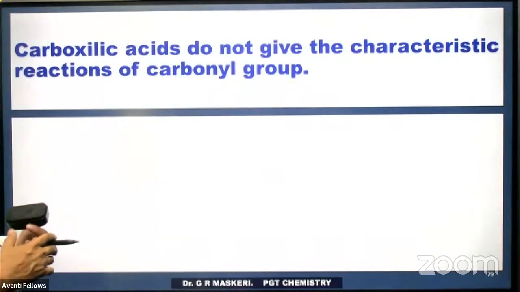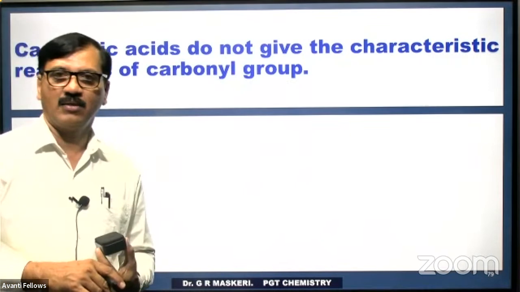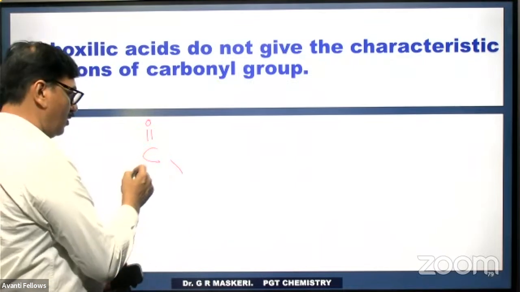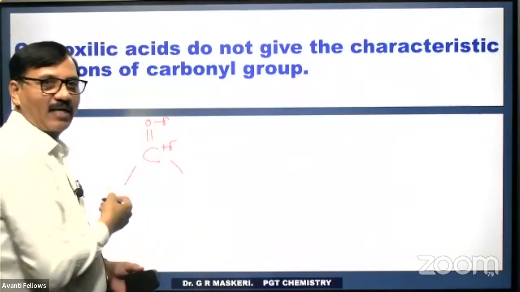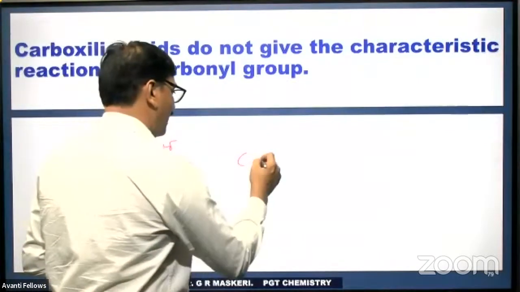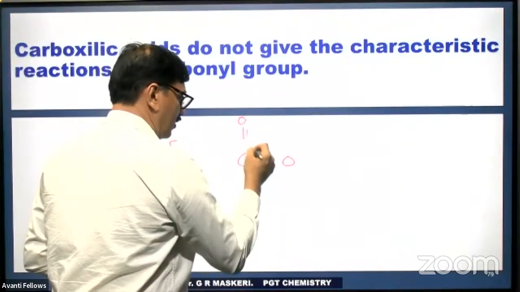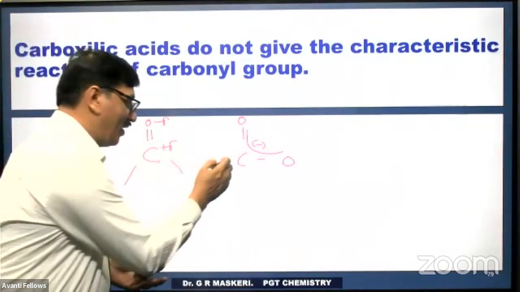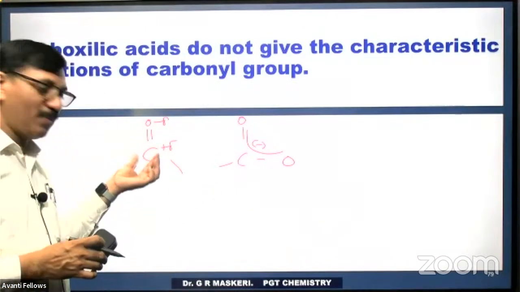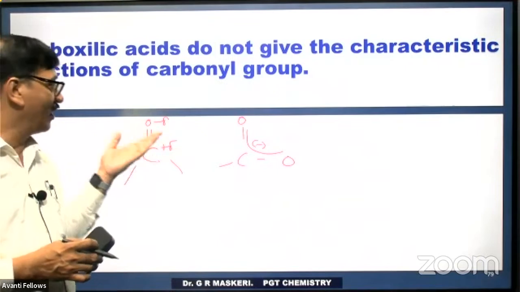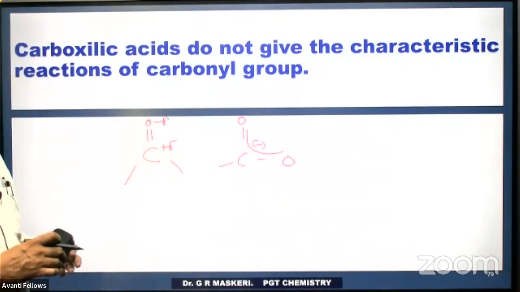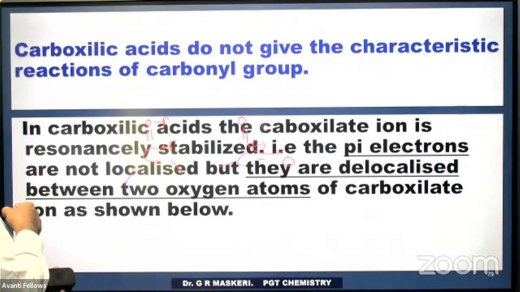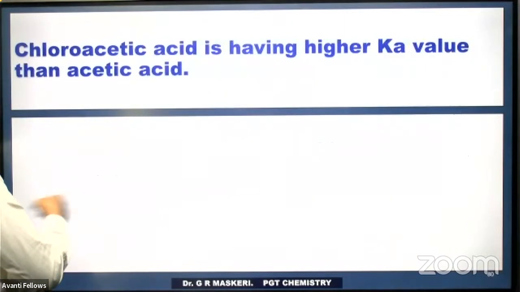Carboxylic acids do not give the characteristic reactions of the carbonyl group. This is another question. The carbonyl group, C double bond O, is in an aldehyde or a ketone, and it has plus delta and minus delta charge separation like this. But as I told you, in the carboxylate ion, the charge is delocalized, whereas this carbon has a positive charge in aldehydes and ketones. Therefore carboxylic acid is different from aldehydes or ketones. So that is the answer, right? It is delocalized, and that is the way it is answered.